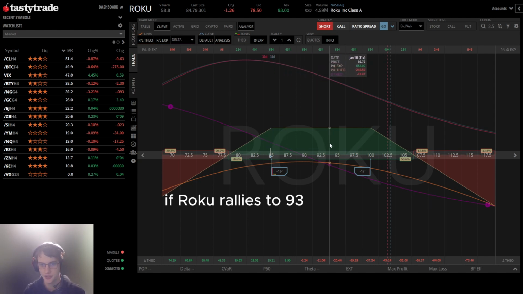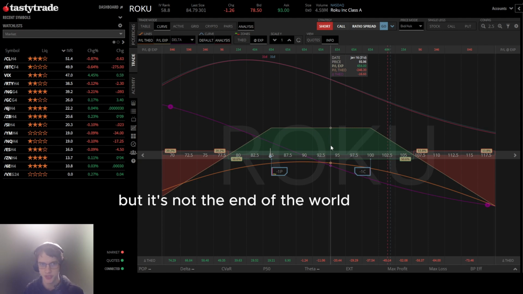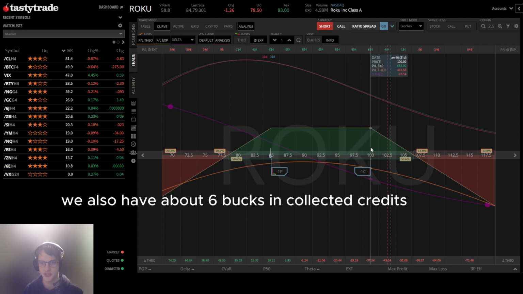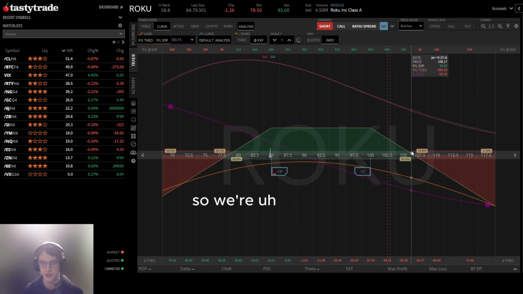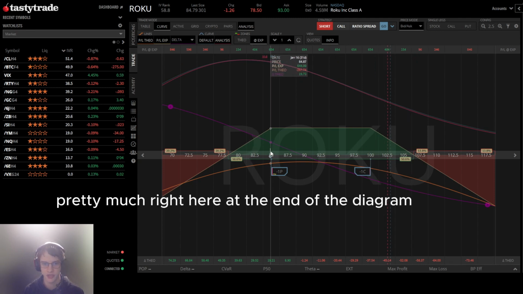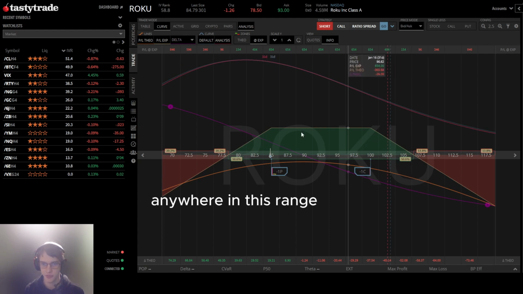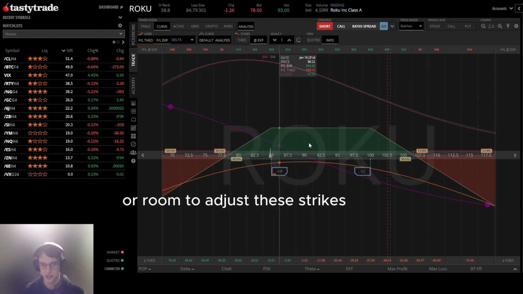If Roku rallies to 93, I'm still slightly bearish, but it's not the end of the world. We also have about $6 in collected credits, so we're pretty much right here at the end of the diagram. Anywhere in this range approximately is going to be good for us, and we still have time or room to adjust these strikes if Roku gets out of hand.